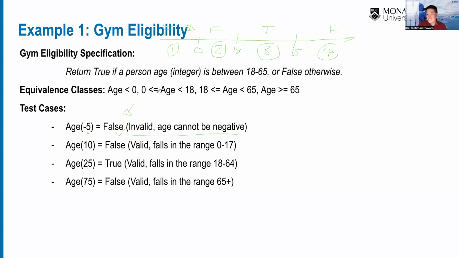You need to justify it. Then for any value between 0 and 18, I just randomly choose 10, and so forth. All right, you get the idea. Repeating again: in equivalence partitioning testing, you come up with the range of the input domain, split it into partitions, and then randomly select representative test cases.